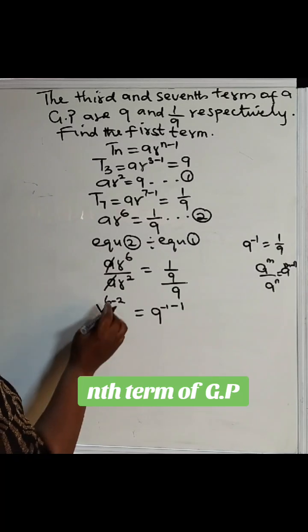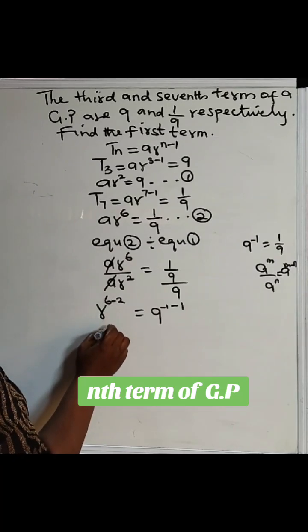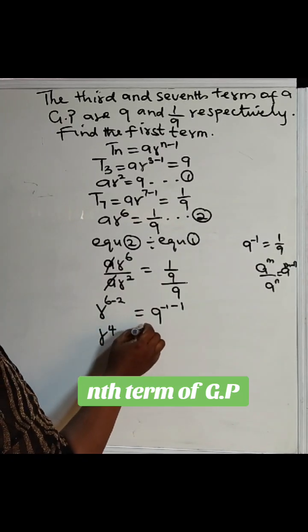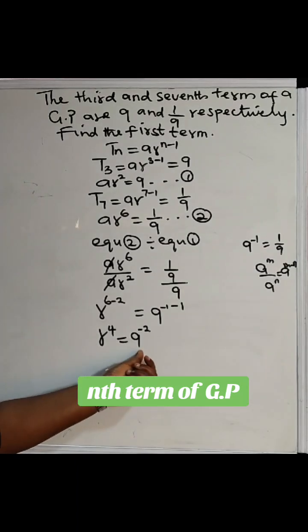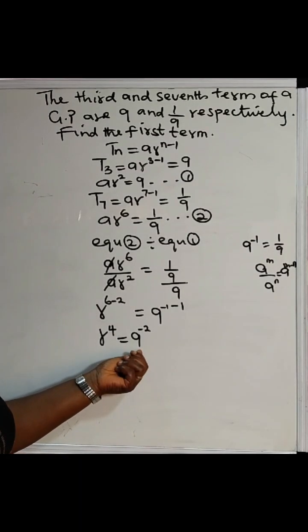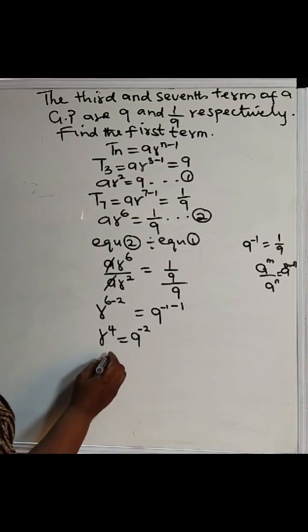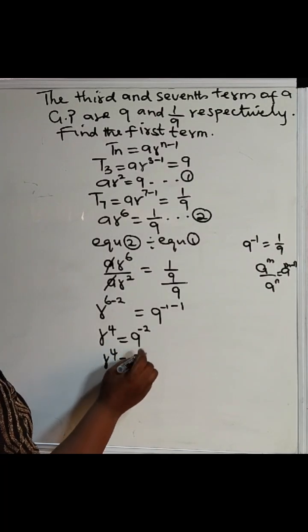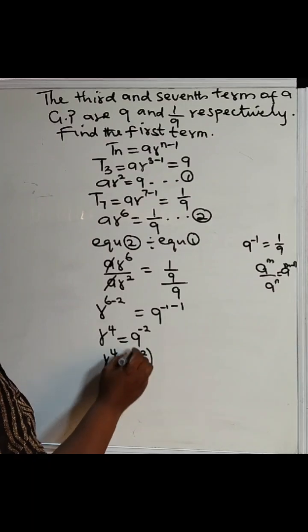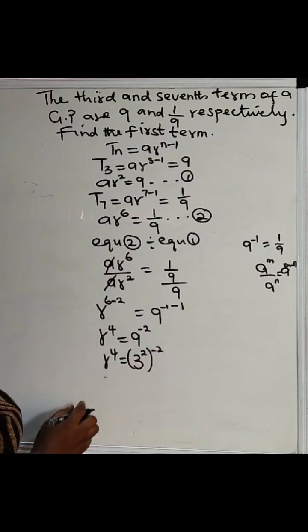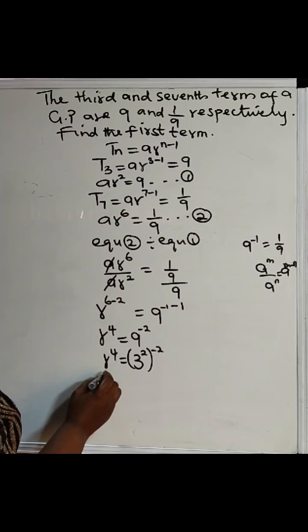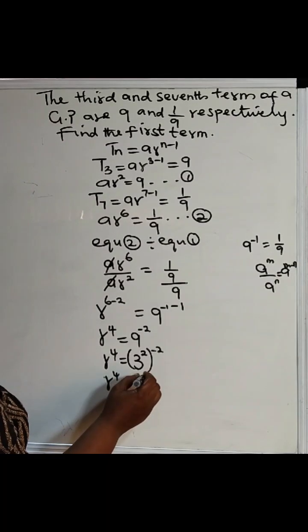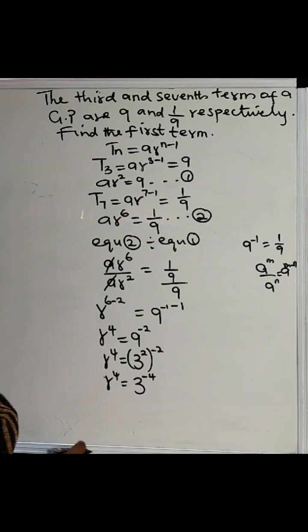So we have r raised to power 6 minus 2, which gives us 4, equal to 9 raised to power minus 2. Remember that 9 is the same thing as 3 squared. So we have that r^4 is equal to 3 raised to power 2 times minus 2, which is the same thing as r^4 is equal to 3 raised to power minus 4.